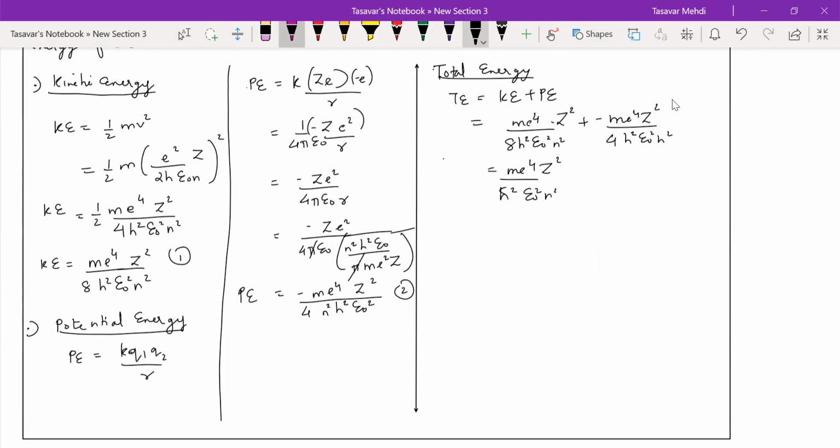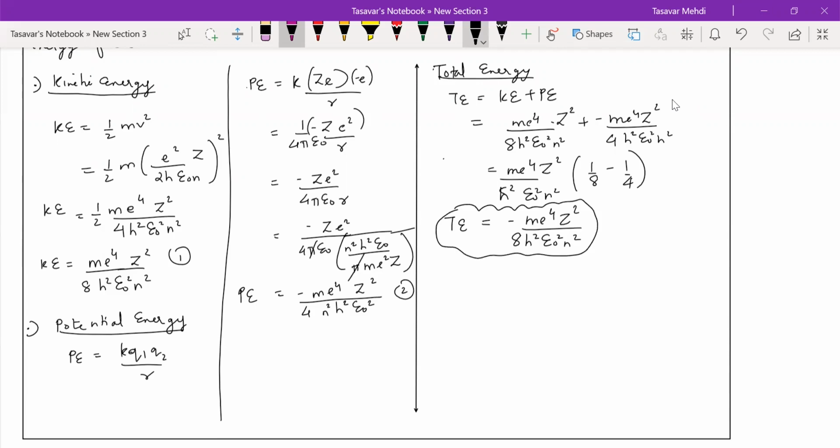I am left with only 1 upon 8 minus 1 upon 4. If I solve them, I'll get minus 1 upon 8. So minus m e raised to 4 z square upon 8 h square epsilon naught square n square. So this is the formula for which energy, dear students? Total energy. If I take the negative of total energy, I'll get binding energy. The binding energy is the negative of total energy.